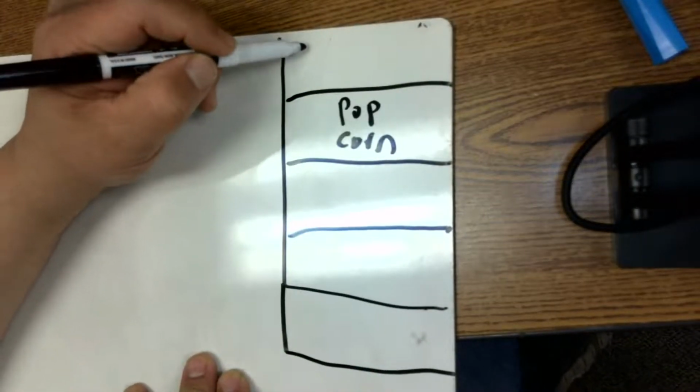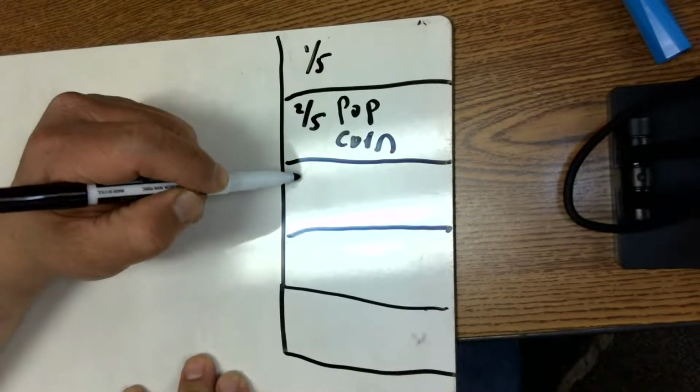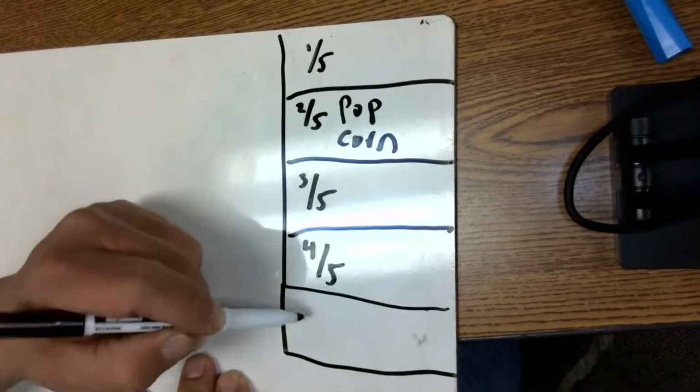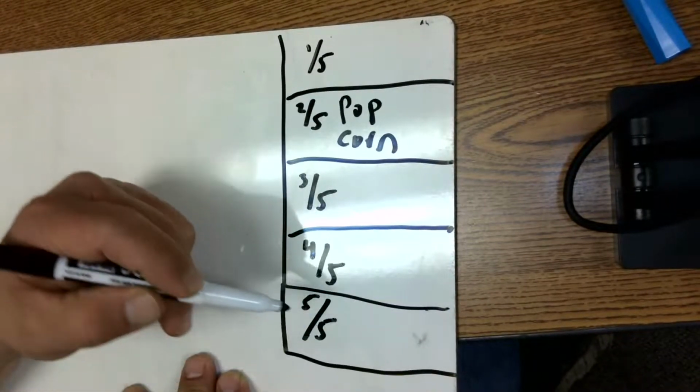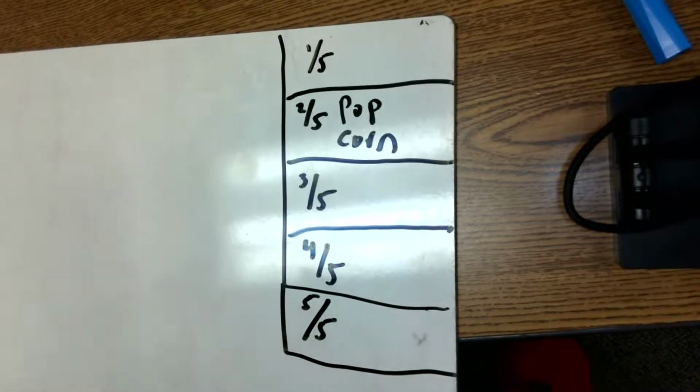Here we got 1/5, 2/5, 3/5, 4/5, and 5/5. Right?